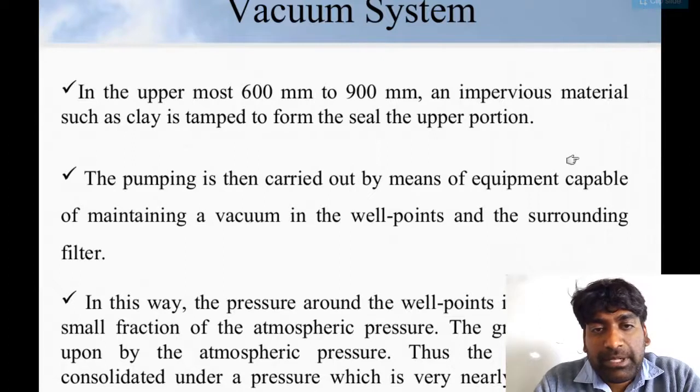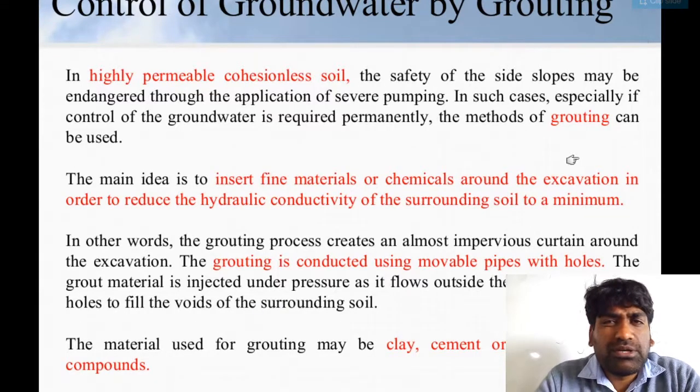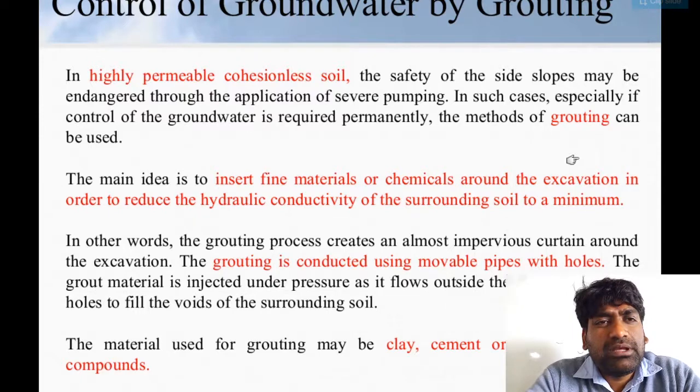In this way, the pressure around the well point is reduced to a small fraction of the atmospheric pressure. The ground is acted upon by atmospheric pressure, thus the soil becomes consolidated under a pressure which is nearly equal to the atmospheric. Control of the groundwater by grouting.